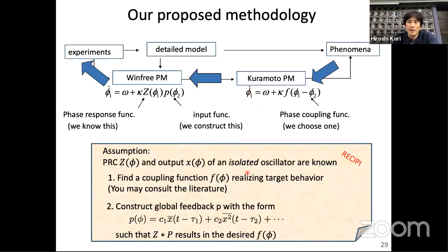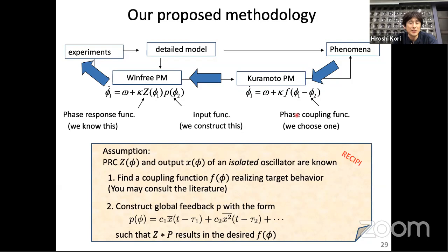And this is our proposed method. We go this way reversely. So the crucial assumption is that the phase response curve Z and output function X of an isolated oscillator are known, and we ask how to steer the system into the desired state.